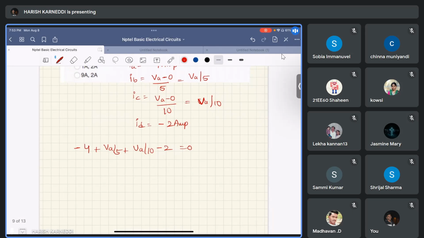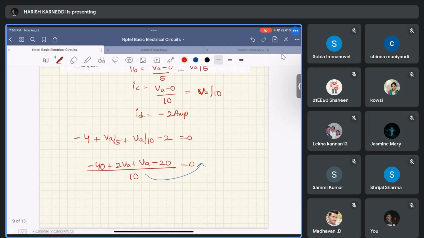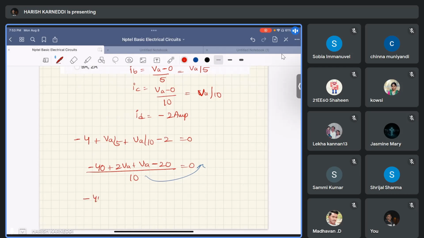What is the LCM in here? It is 10. This is minus 4 into 10, it is 40, plus 5 2s are, so 2 Va plus Va minus 2 into 10, it is 20, equal to 0. We can send this 10 to this side, right? So that is minus 40 plus 2Va plus Va minus 20 equal to 0.